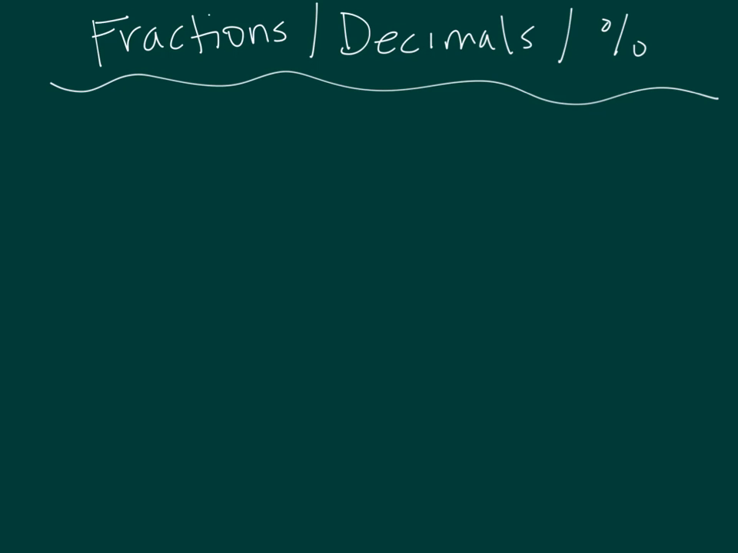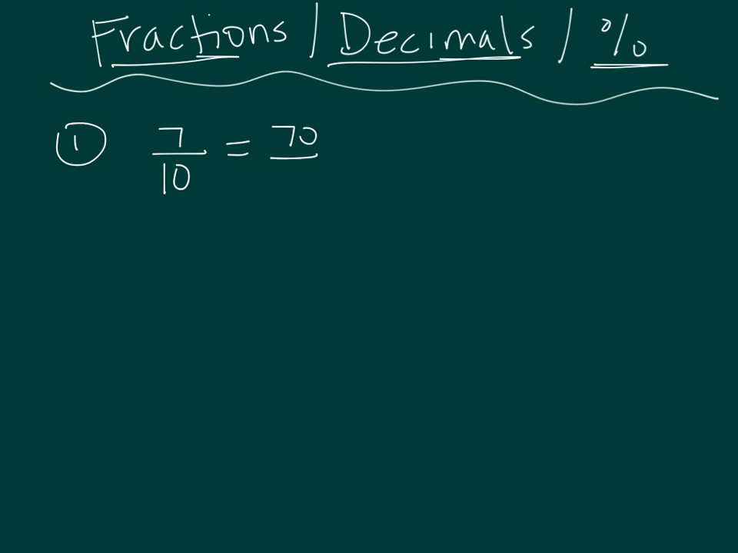Hi friends, in this video I am going to show you ways to convert fractions to decimals and to percents, and in different orders. So let us start with the first topic, which is fractions that go evenly into 10 or 100. 7/10 is already in tenths and therefore 70 out of 100, which is 70%.